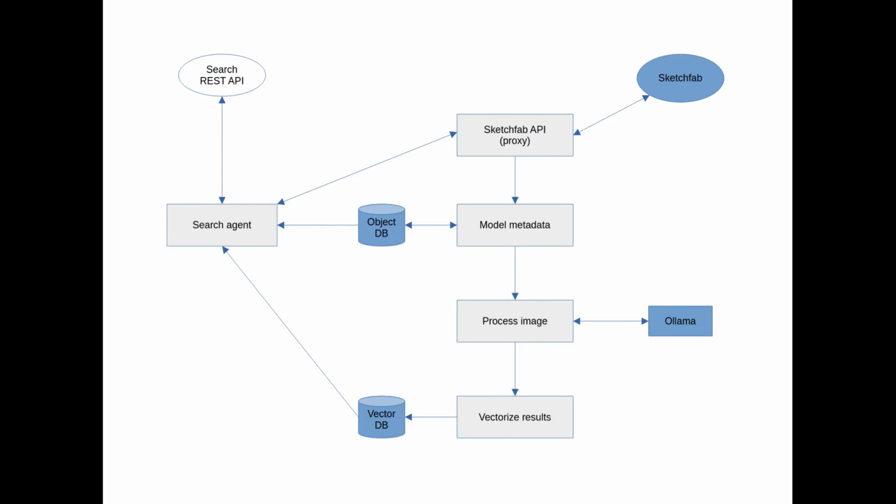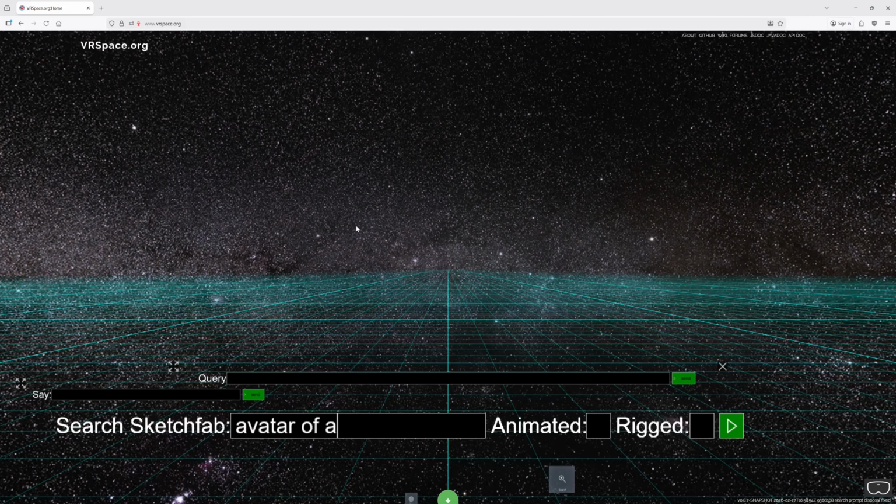Actual workflow is more complicated. Here's a simplified version. So, this agent tries to figure out what to search for through the discussion with the user and then looks for matching models on the internet and local databases. Let me show you how it works for real.